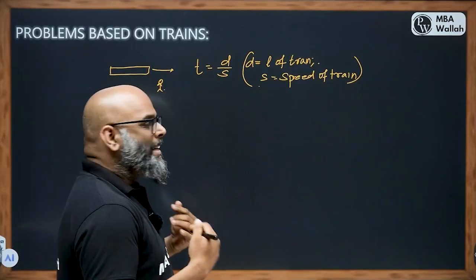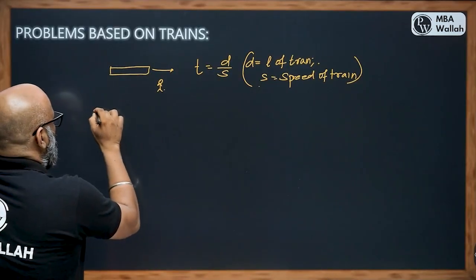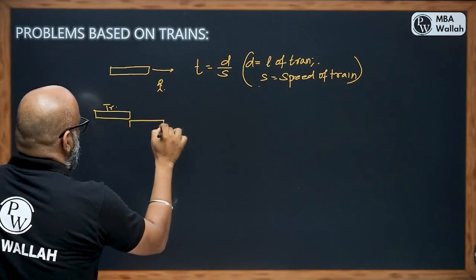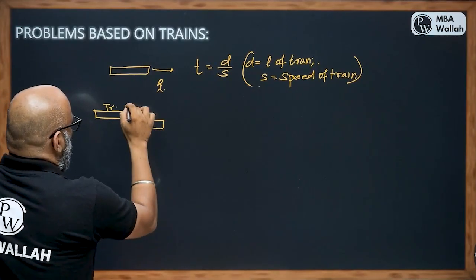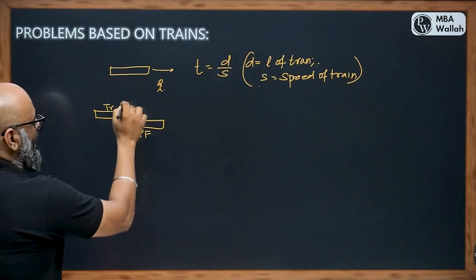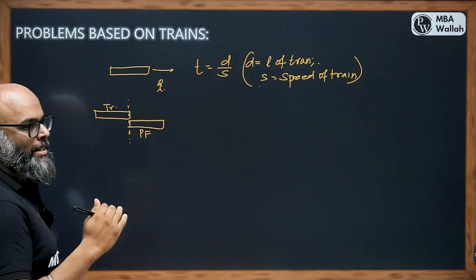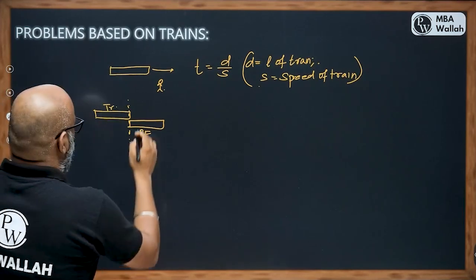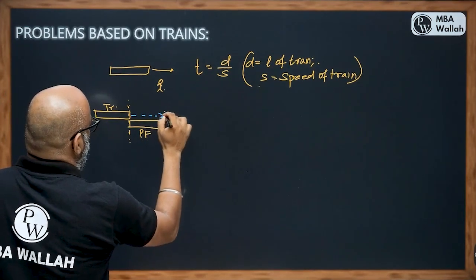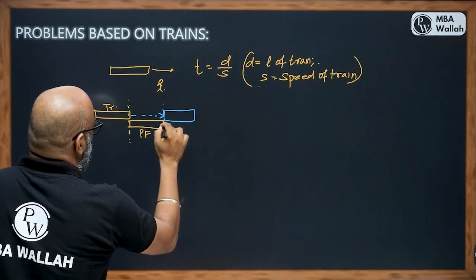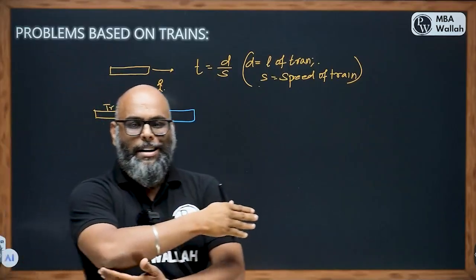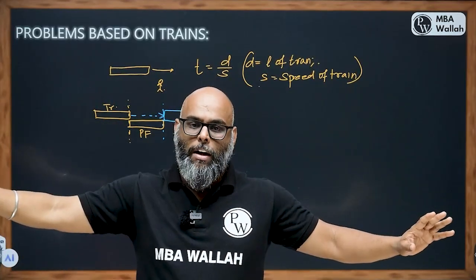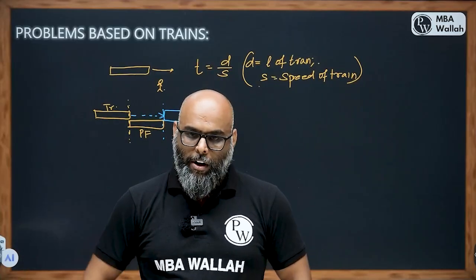Now, when will I say the train has crossed? If the train starts, this is the train and this is the platform. From this point, where the beginning of the train is at the starting point of the platform, until we go here and then the train reaches this spot. The back of the train is at the end of the platform. So that's completely crossing the platform or a bridge, whatever it is.